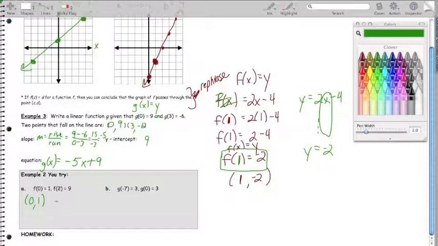This is the point 0, 1. This is the point 2, 9. I'm going to find my slope. 1 minus 9 over 0 minus 2. I get negative 8 over negative 2, which is 4, so that's my slope. My y-intercept is whatever goes with the 0, so that's 1. So I put those together and I can write the function, because it's f here, f of x equals 4x plus 1. 4x plus 1. And we're good.